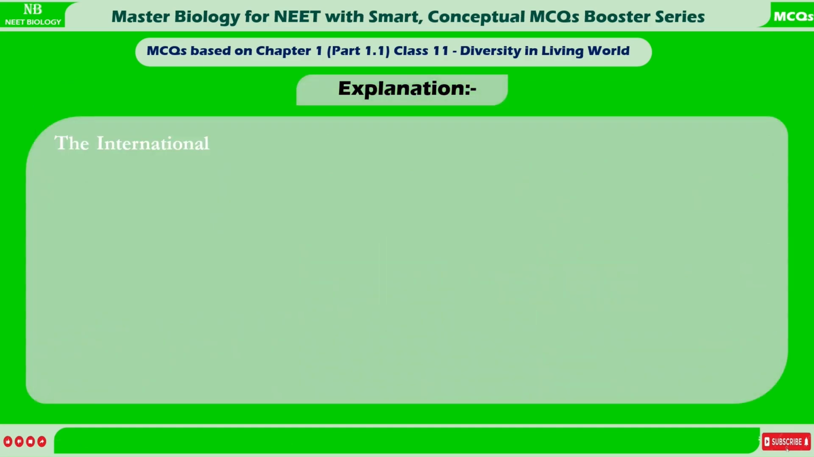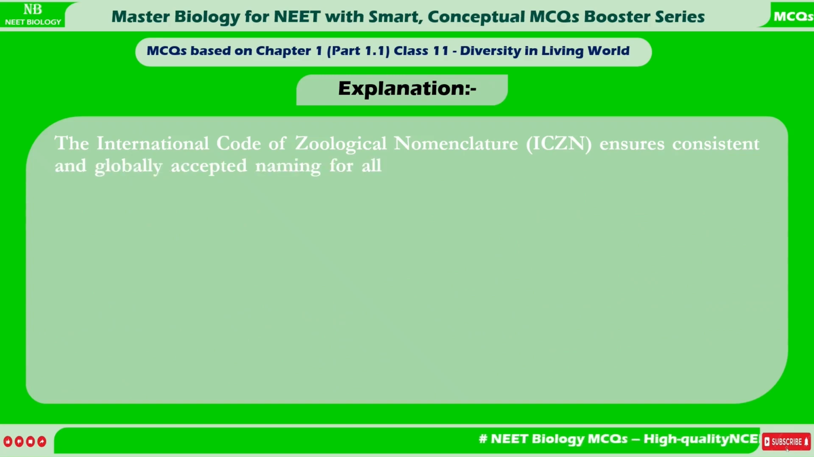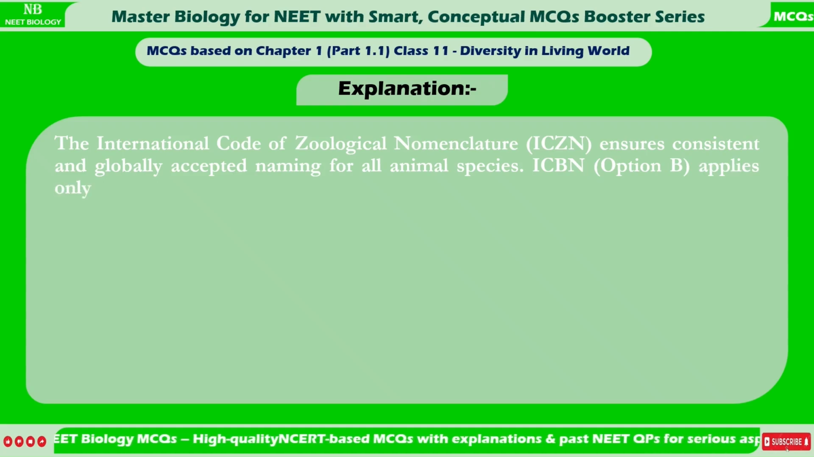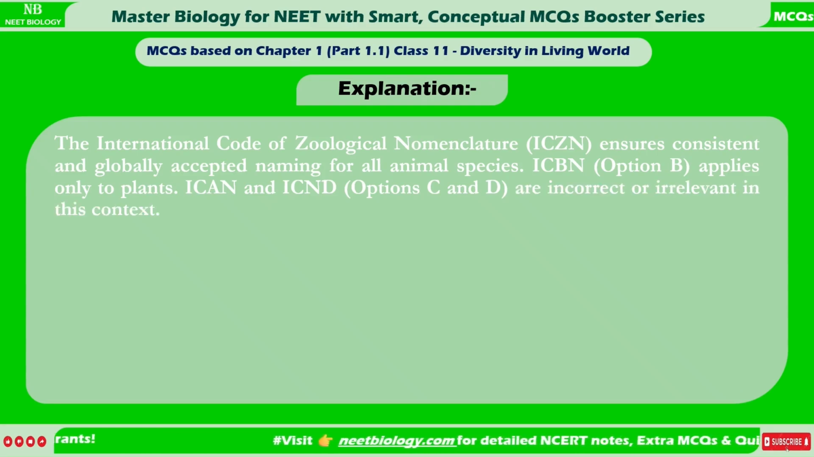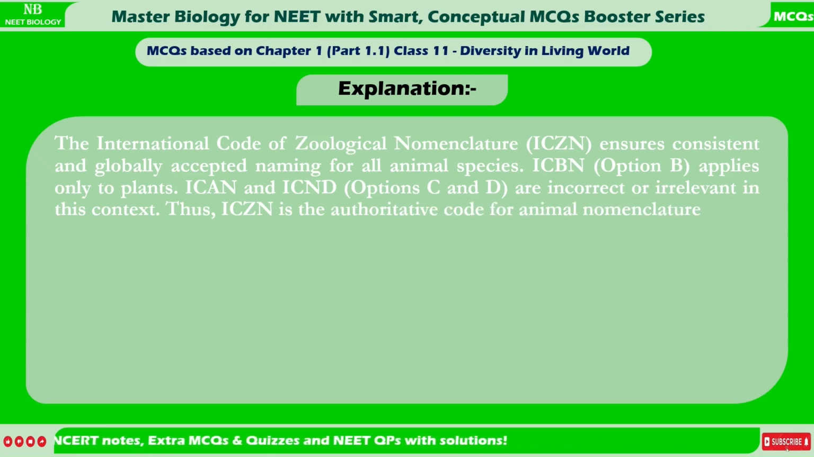Explanation: the International Code of Zoological Nomenclature, ICZN, ensures consistent and globally accepted naming for all animal species. ICBN, option B, applies only to plants. ICAN and ICND, options C and D, are incorrect or irrelevant in this context. Thus, ICZN is the authoritative code for animal nomenclature.